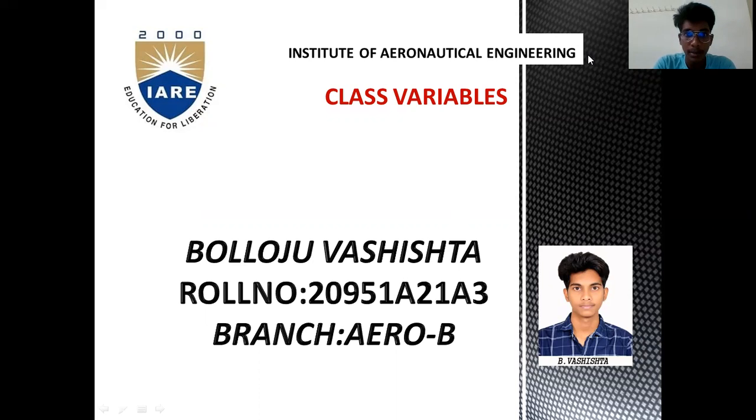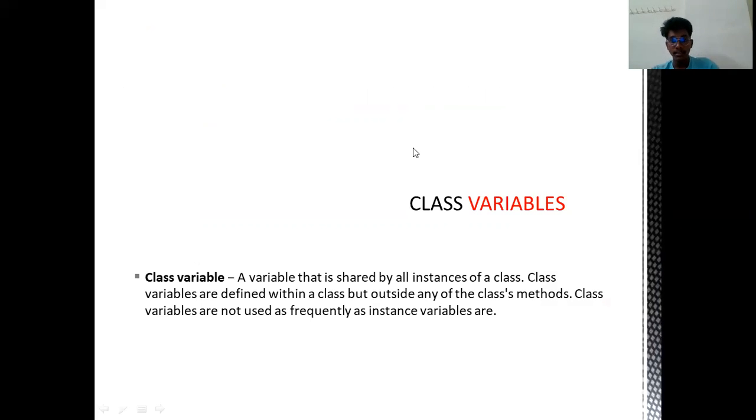Today I am going to explain about class variables in Python programming. So, what are class variables? Class variables are defined as the variables that are shared by all the instances of a class. Class variables are defined within a class but outside any of the class methods. Class variables are not used as frequently as instance variables.